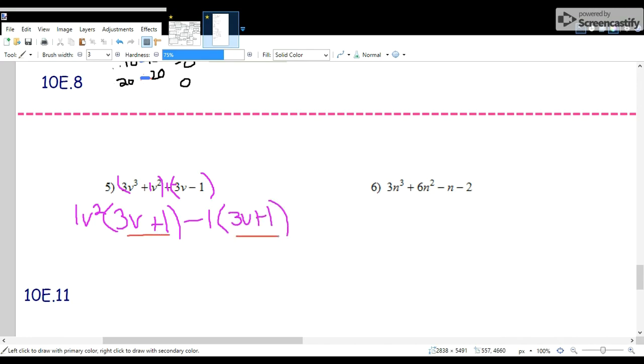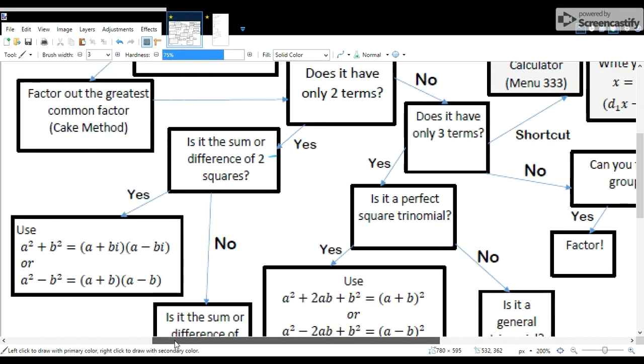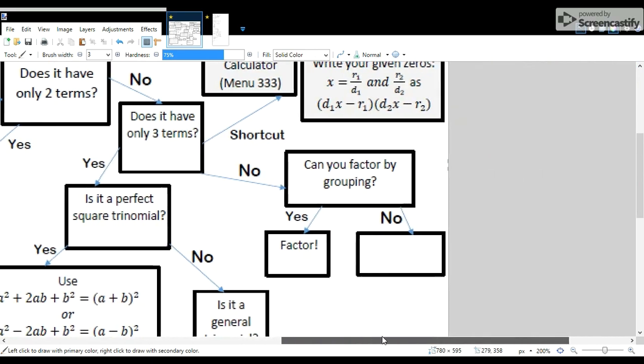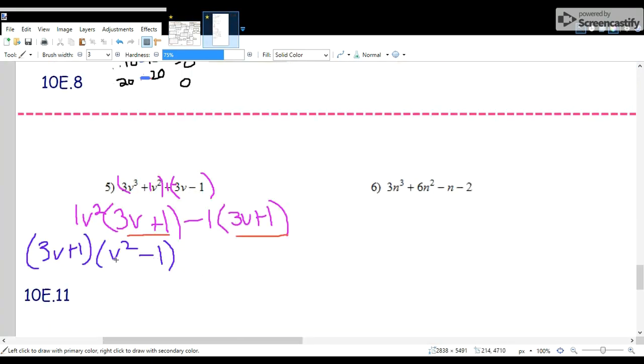Notice that these two parentheses items are exactly the same. That means you can factor it out. That's this greatest common factor here. So we have 3v plus 1, parentheses, v squared minus 1. Now, this right here is a difference of squares. If you go back to right here. Okay, so a would be v, b would be 1. So your completely factored form would be 3v plus 1, v minus 1, and v plus 1.